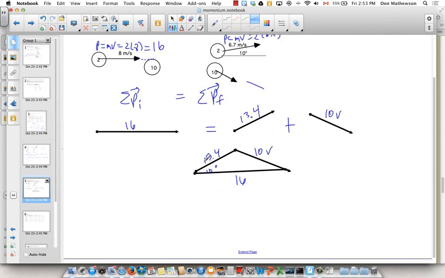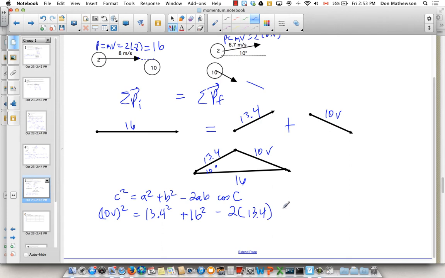So it may have been a while since Math 10, or Math 9 even. c squared is a squared plus b squared minus 2ab cosine C. So the unknown side is (10v) all squared, or 100v squared. That's 13.4 squared plus 16 squared minus 2 times 13.4 times 16 times the cos of 10 degrees, and that's been reduced to a calculation. You can now find the unknown speed v.